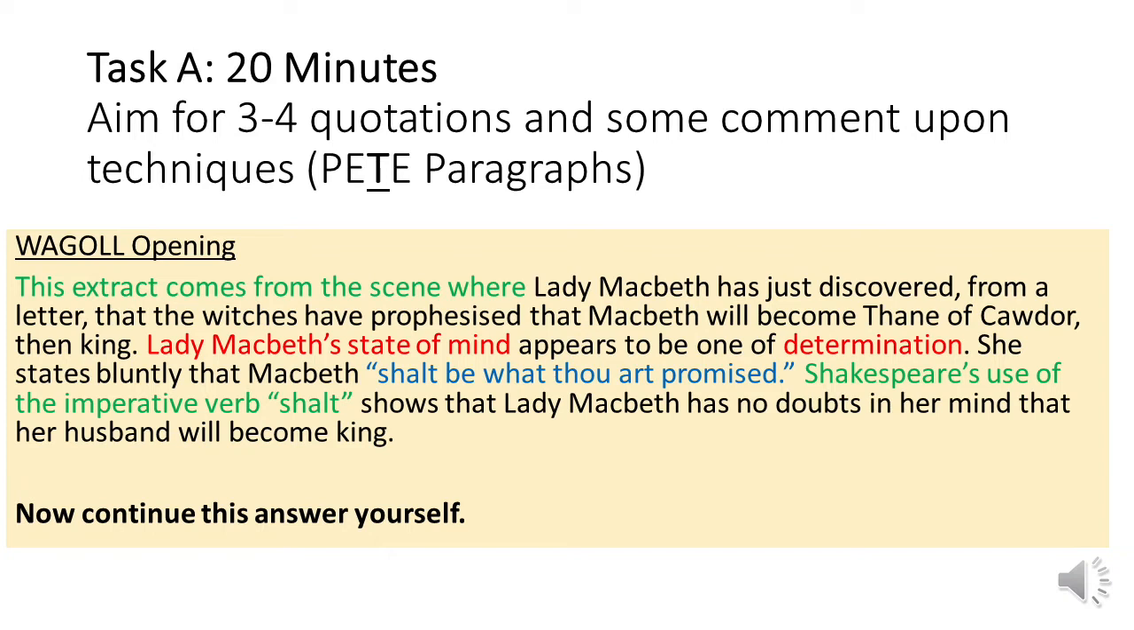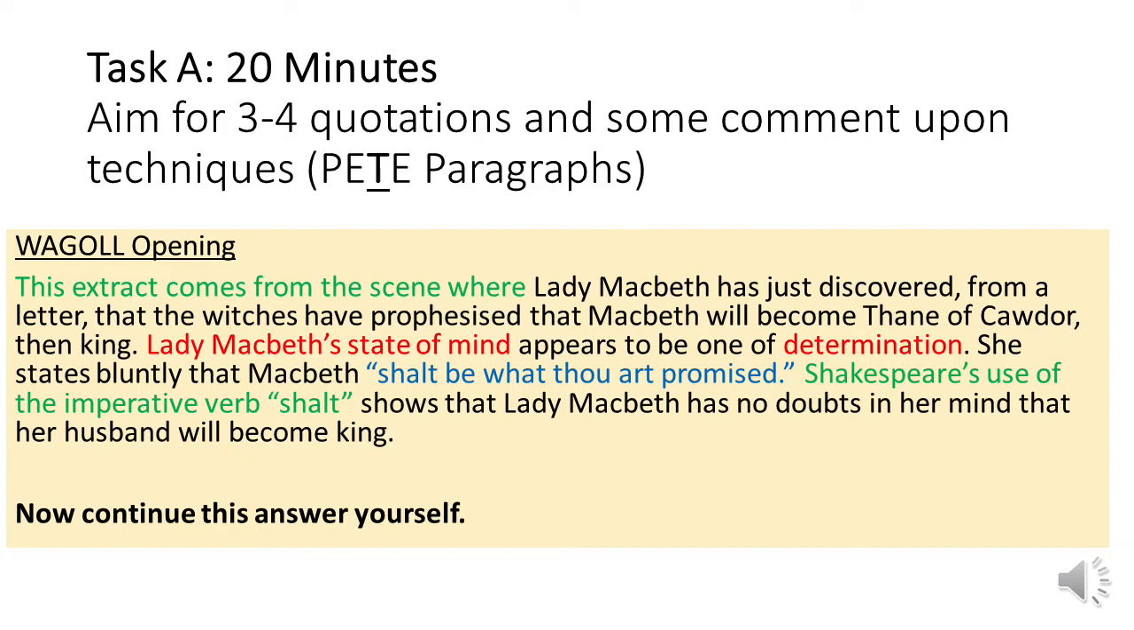The extract comes from the scene where... a little introduction: show the examiner you know the paper, you know the text, you know whereabouts this extract comes from. So this extract comes from the scene where Lady Macbeth has just discovered from a letter that the witches have prophesied that Macbeth will become Thane of Cawdor, then king. You're showing the examiner you know exactly what's happening.